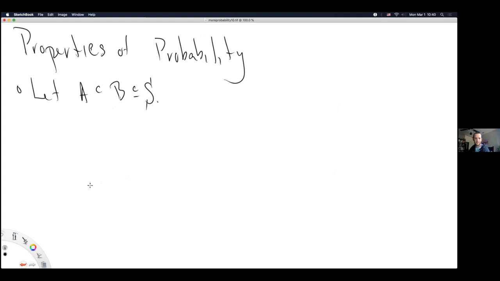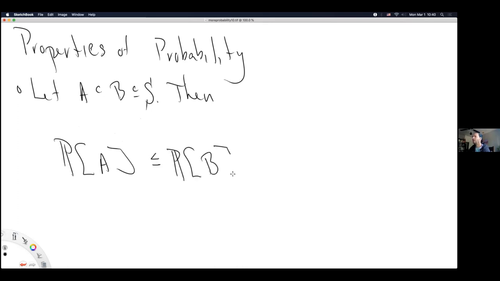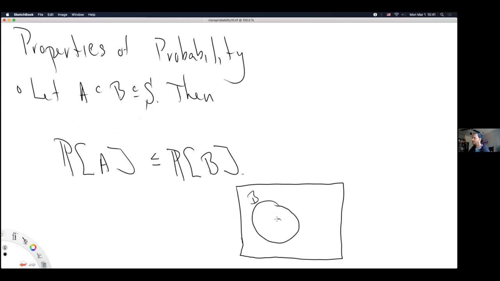Okay, here's the next probability property. Let A be a strict subset of B, where B is a subset of S. Then the probability of A is less than or equal to the probability of B. And this one is not so bad to see in a picture. If B is a bigger set than A, then the probability of B is going to be bigger than the probability of A. Let's say that again in slightly different words.